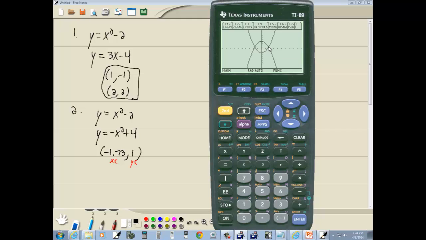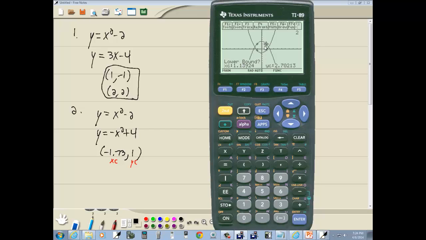And we also got an answer over here. So we're going to do our intersection again. So I'll do F5. Choose 5 for intersection. Enter our first curve, enter our second curve, lower bound. I'm going to do a right arrow to move this closer to it. It doesn't have to be right on top of it, but we want it to the left of where we think the intersection is in terms of our x values. So it's to the left of it.